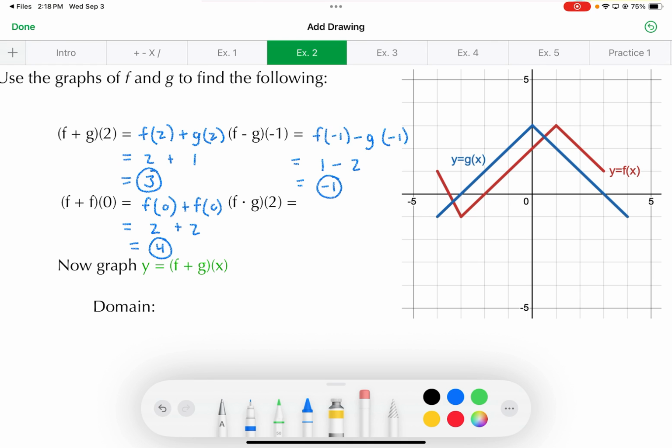And lastly, f times g of 2. That's f of 2 times g of 2. Well, we already found f of 2 in the first problem. That's 2. g of 2 we said was 1. So 2 times 1 is, of course, 2.